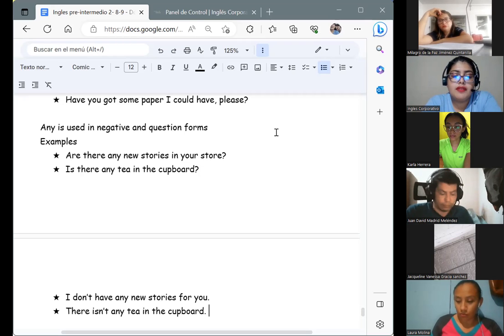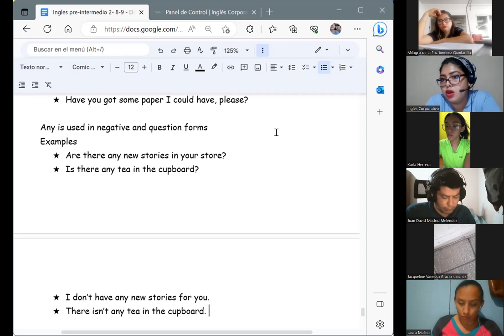And when we are talking about negative statements, we're using negative words. In this case, in the first one, we have I don't have any new stories for you. And in the other one is the use of there is and there are. There isn't any tea in the cupboard.